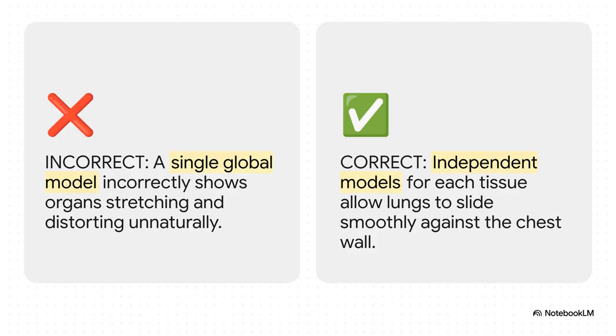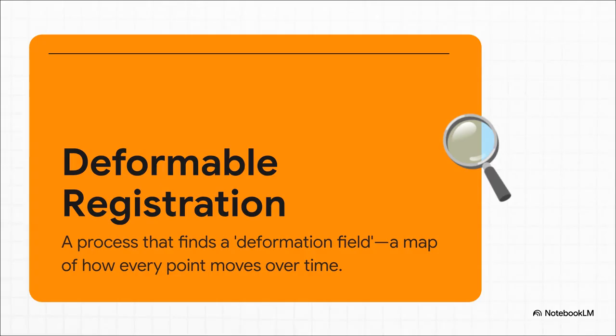To capture that, you can't use one global model. You have to treat the lungs, the heart, and the bones as totally separate, interacting things. So how do they solve this? Well, scientists use a process called deformable registration. Now, that sounds complicated, but all it really is, is a computational way to create a super detailed map, a deformation field that tracks exactly how every single point on every organ moves from one moment to the next.